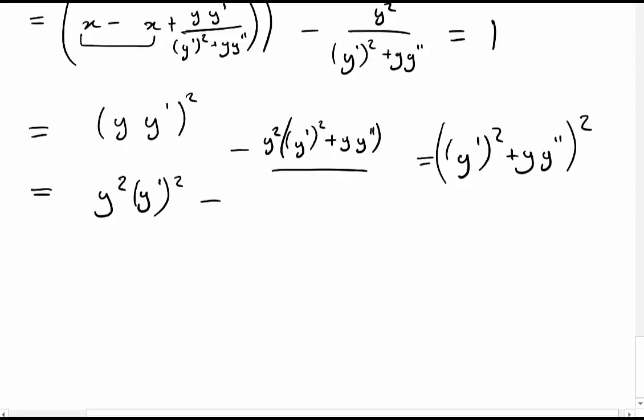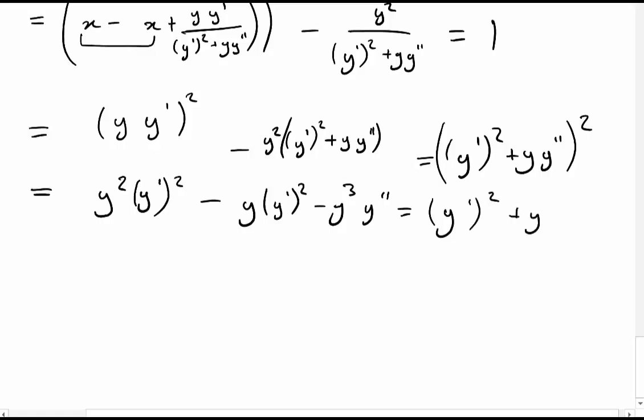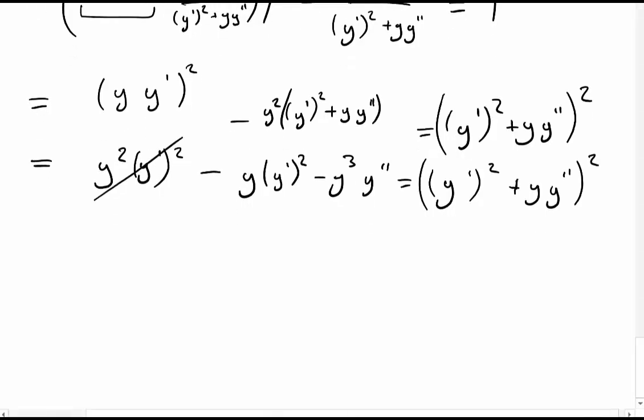Minus, let's expand this bracket out. So it's minus y squared, y dash all squared. Careful of the minus, because it's minus y squared, y times y double dash. Well, this now becomes y squared times y, which is y cubed. Okay, and that's got to be equal to y dash all squared plus y double dash all squared. Notice these two things are the same, so they can cancel out.